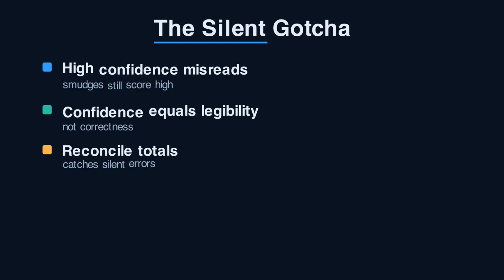Pair it with deterministic rules like total reconciliation. A 0.98 confidence on a wrong amount still fails your sum check. That cross-check is what catches silent data corruption. Treat the model as a suggestion, your rules as truth.